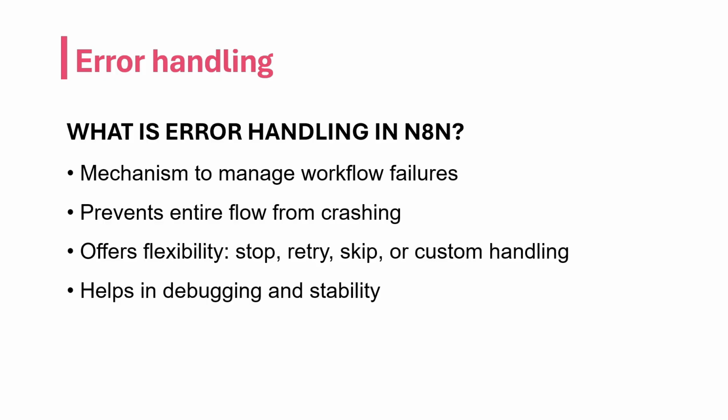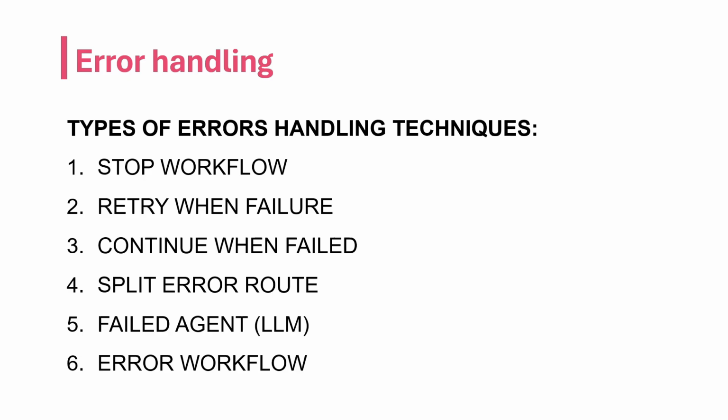Now we will see the major six types of error handling techniques in n8n. First is stop workflow, second is retry on failure, third is continue when failed, fourth is split error route, fifth is fallback agent through LLM, and sixth is error workflow. Now we will discuss them one by one.